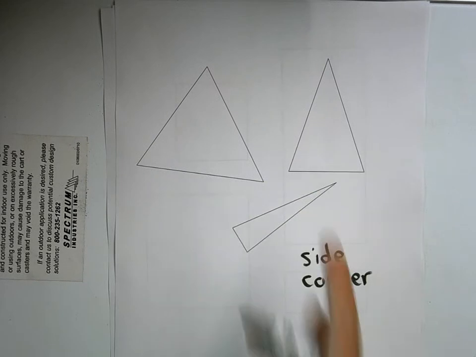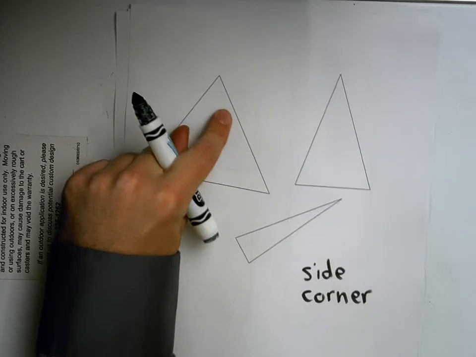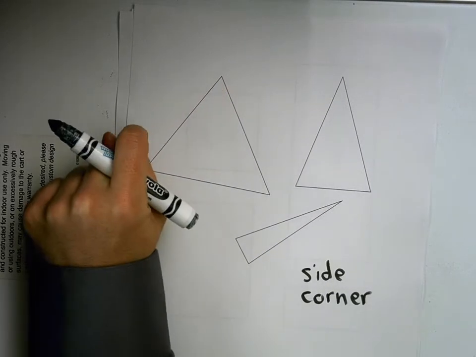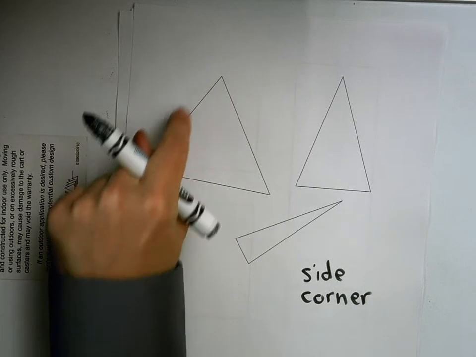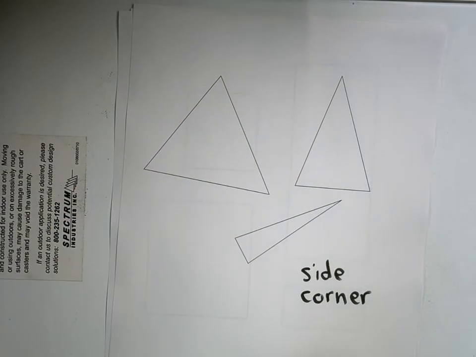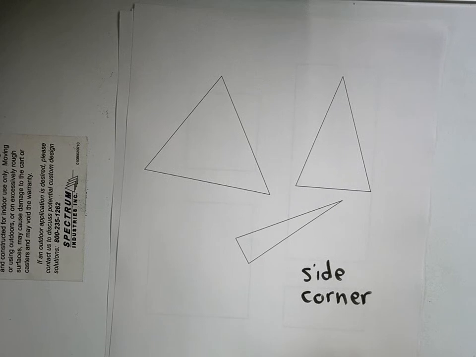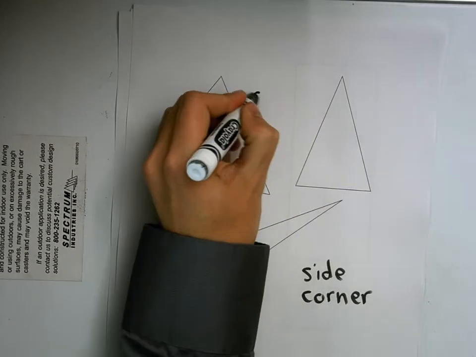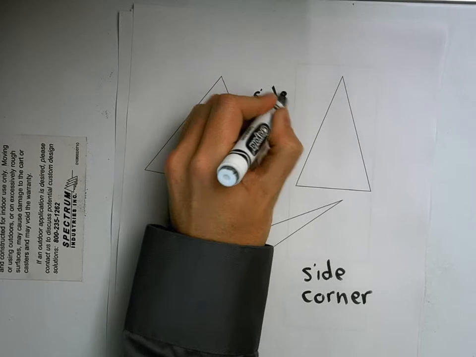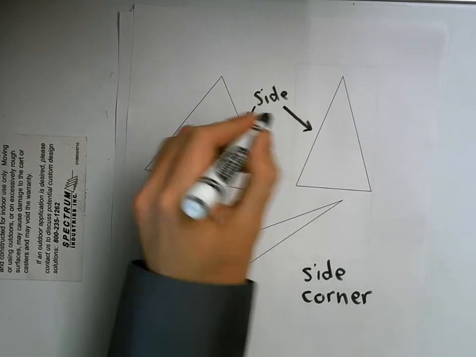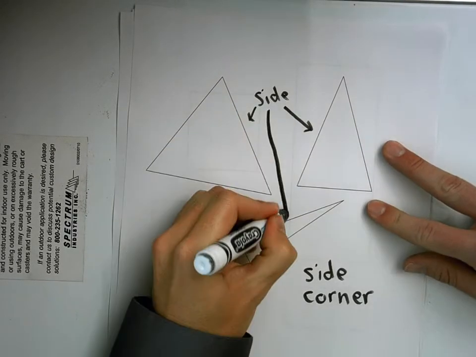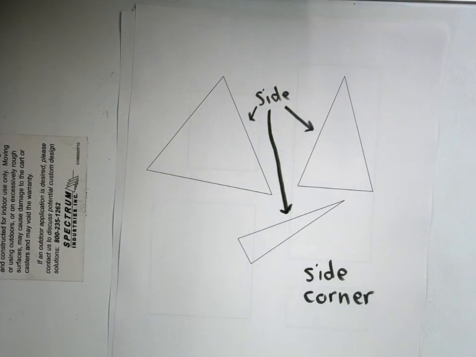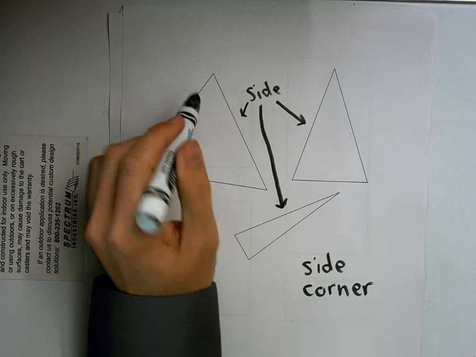Now we look at a shape. A side is one of the straight lines on the edge. One of the straight lines. If it's a curved line, it's not a side. Okay? So this is a side. This is a side. This is a side. Because it's a straight line on the edge of our shape, okay?